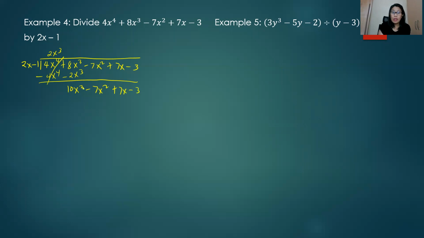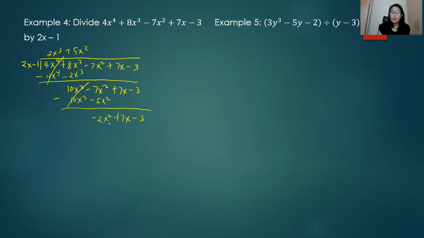And then subtract 10x cubed by 2x. So we have 5x squared. And then 5x squared times 2x, this is 10x cubed. 5x squared times negative 1, so this is negative 5x squared. And then subtract. So we have negative 2x squared here. Bring down 7x and negative 3.